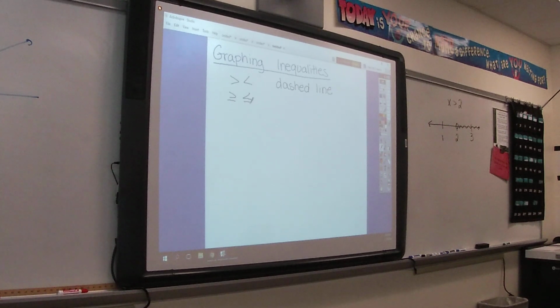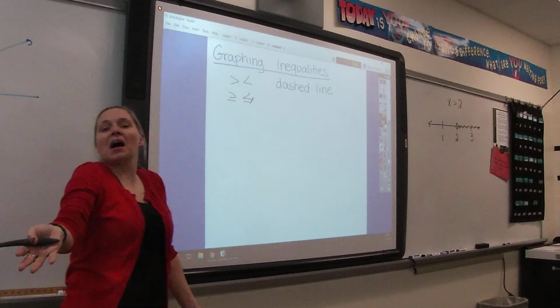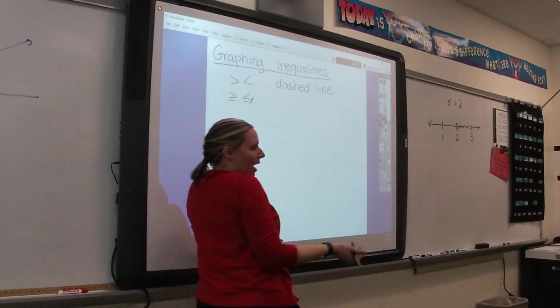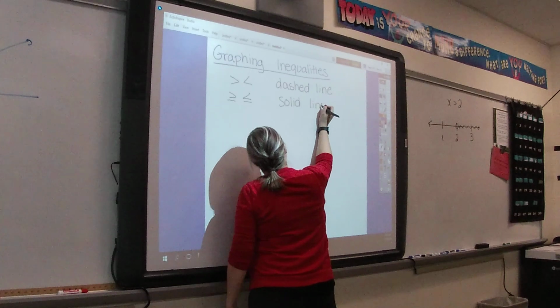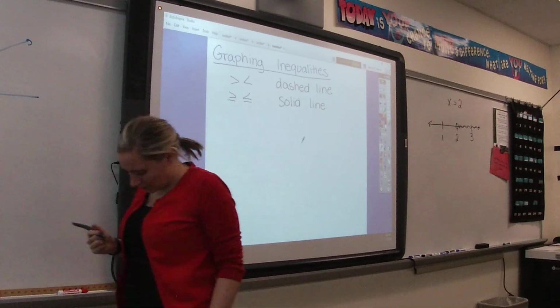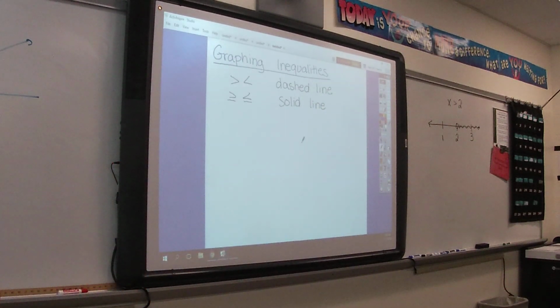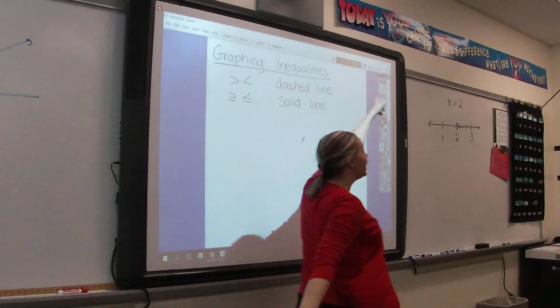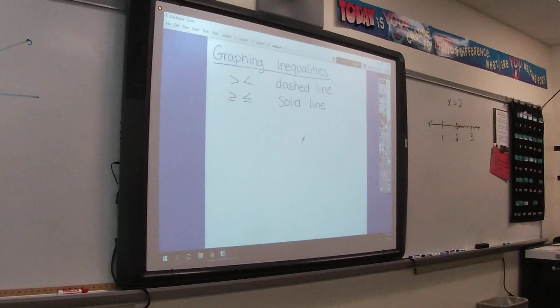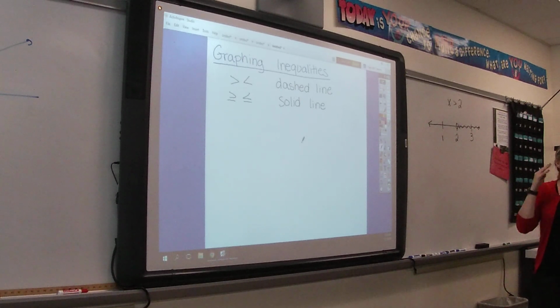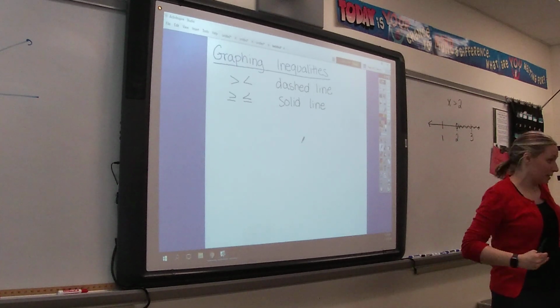Wouldn't that be a closed dash line? Right, so a closed line is just going to be a solid line. And the reasoning is the exact same reason we talked about over here. That open circle, just like the dashed line, is going to say we can get as close to it as we want. We just can't actually be on it.